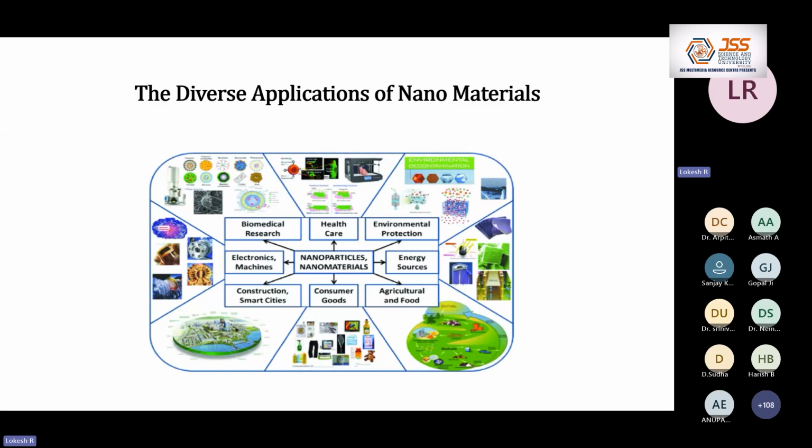In the case of energy sources, they give efficient energy generation, storage, and conversion. For example, we have silver nanoparticles again, which enhance the performance of silicon-based solar panels by improving light absorption and reducing material use. In lithium-ion batteries, graphene and silicon nanoparticles increase the capacity and charging speed of electrodes.